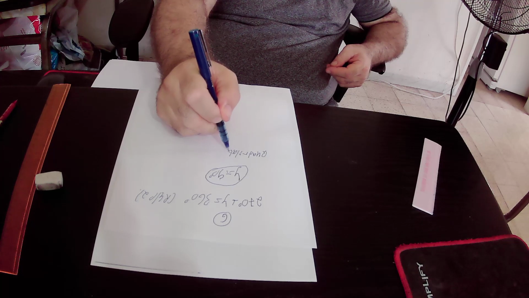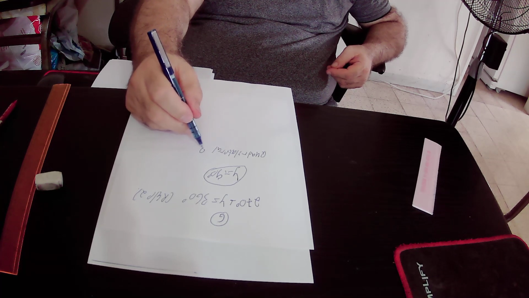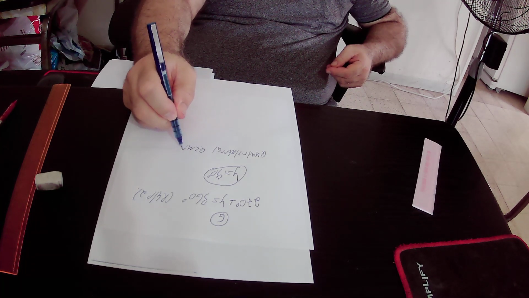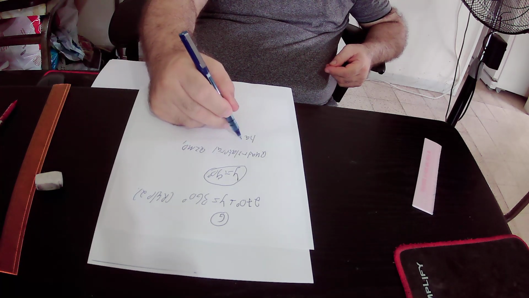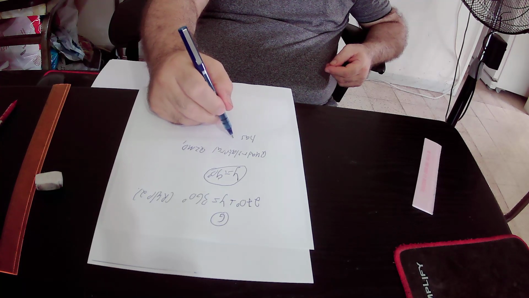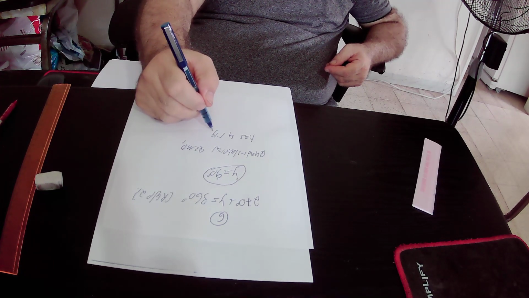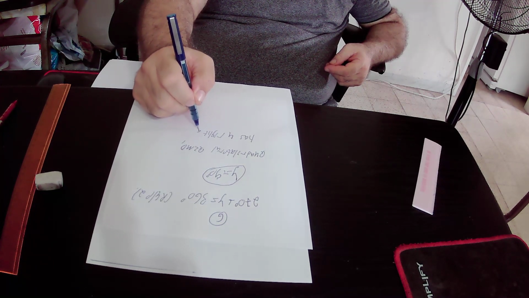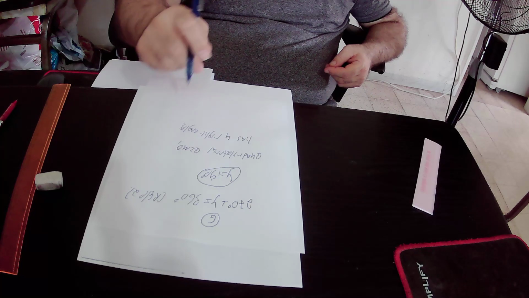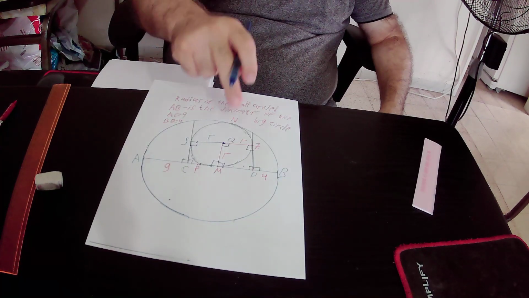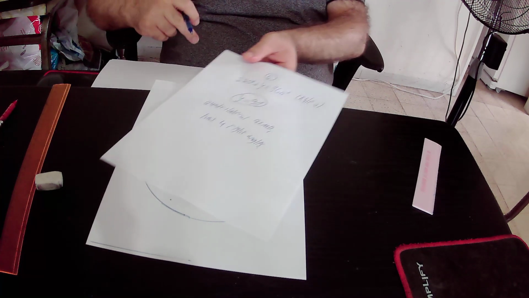Quadrilateral QZMD has 4 right angles. Okay, this quadrilateral has 4 right angles.